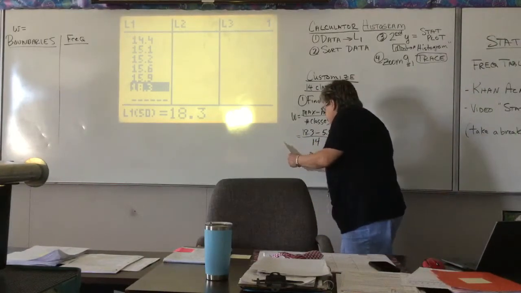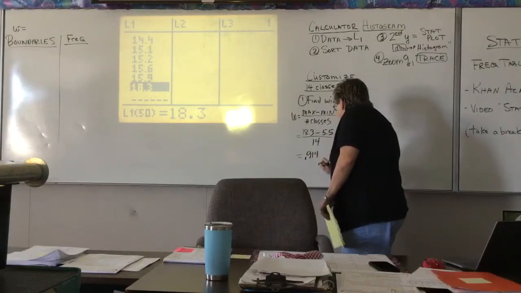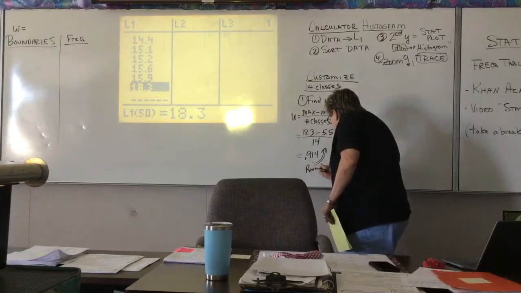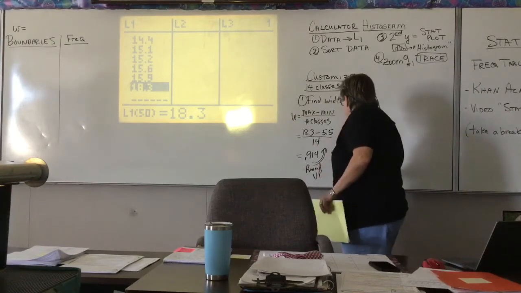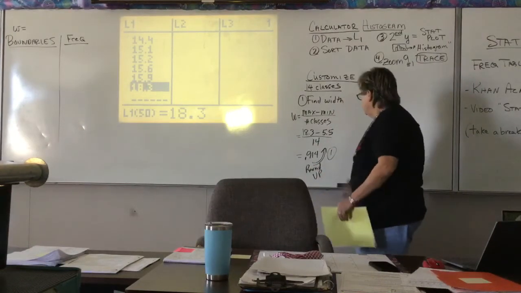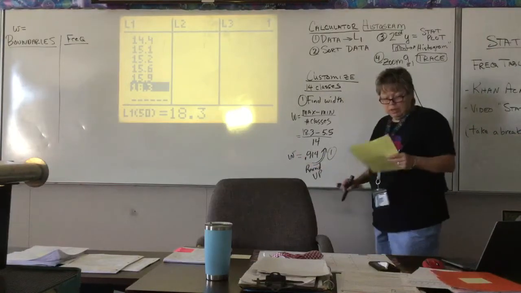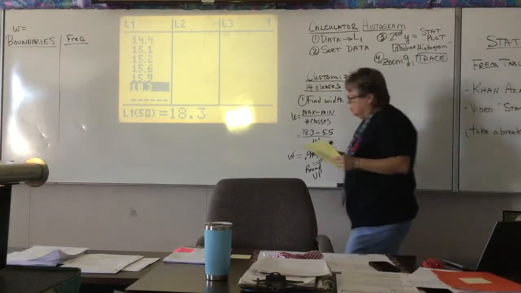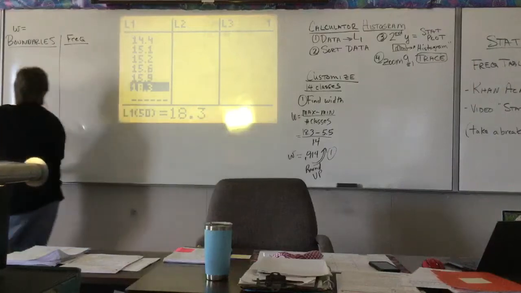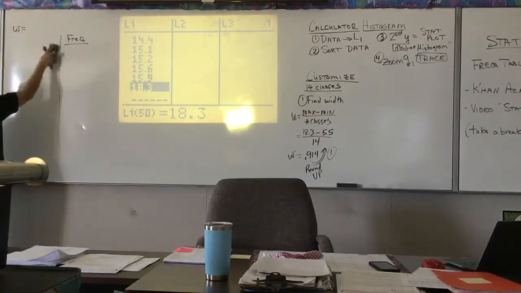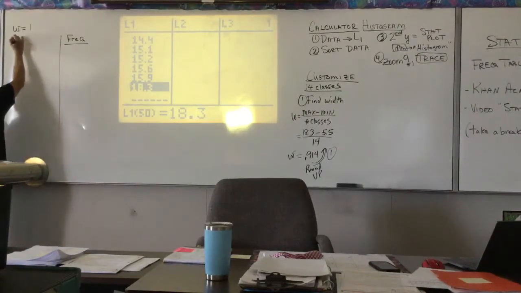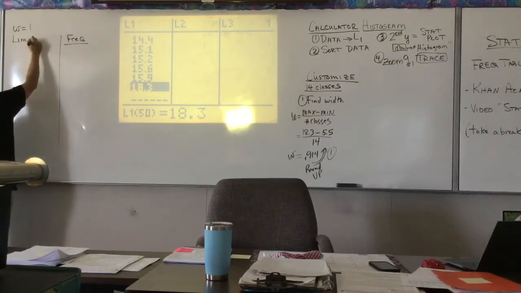So when I divide this, I get 0.914. Widths always round up. Round that up, and we have a width of 1. Okay, so from there, we are able to set the table. We can do our limits over here. Our width is 1, and we can do limits.